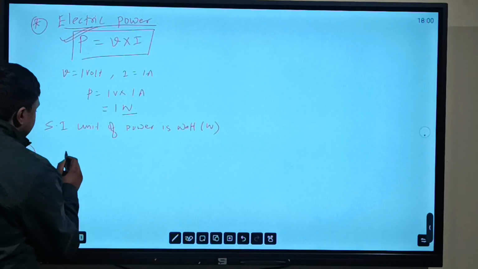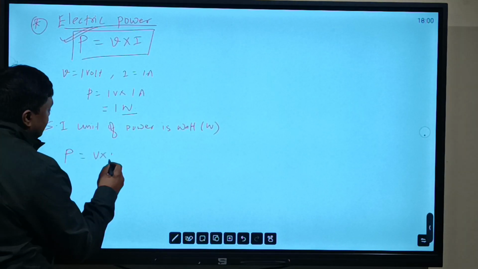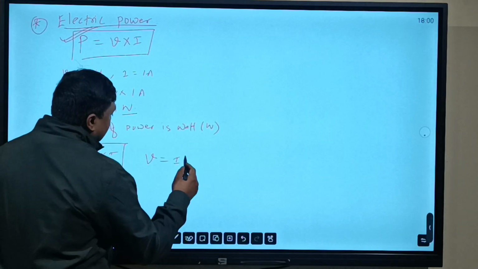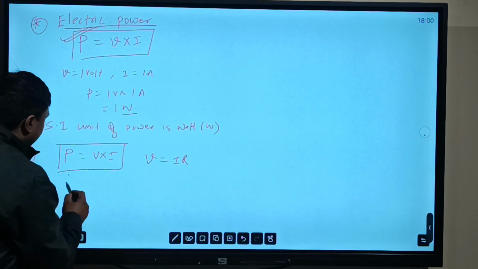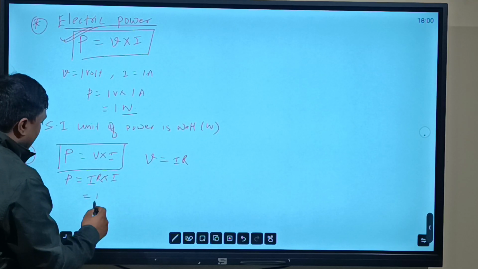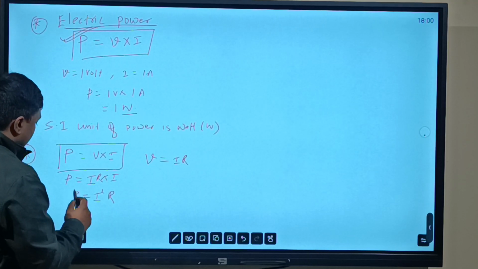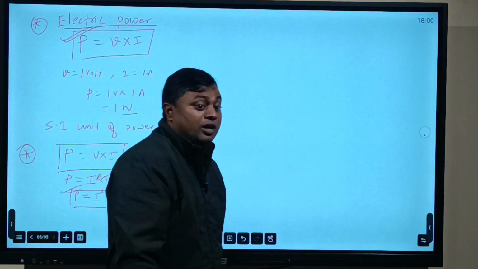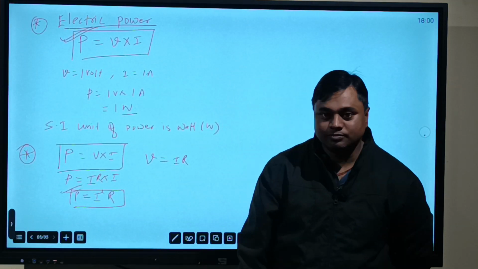Another formula for power is there. P is equal to V into I, yes or no? And we also know that V is equal to IR. If you substitute this value, we can write P is equal to IR into I, so I square R. If current and resistance are given, we can use this formula, I square R. Is it clear?